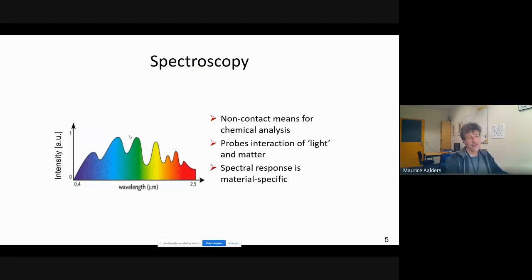It's, of course, based on the interaction of light and matter. I will go a little bit more into that, but you will hear a lot more about that also from Dick Sterenborg in the next lecture. And we say that spectral response is material specific. It depends on the components that you want to measure.